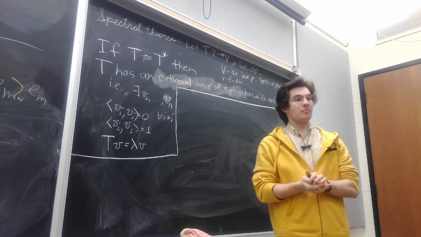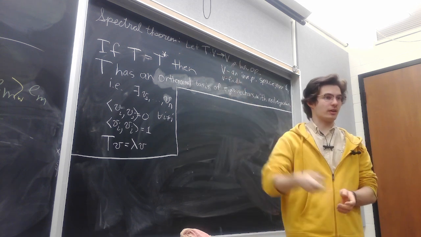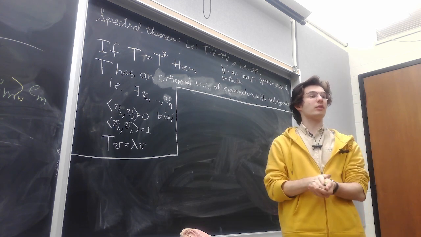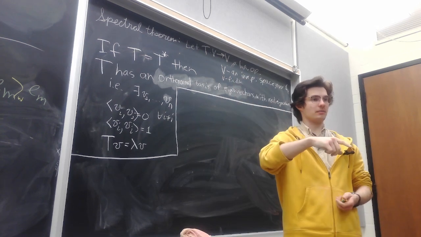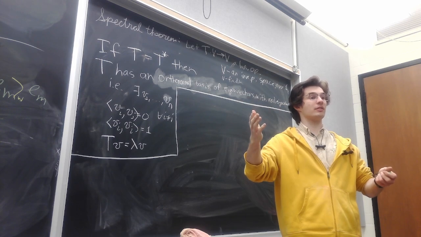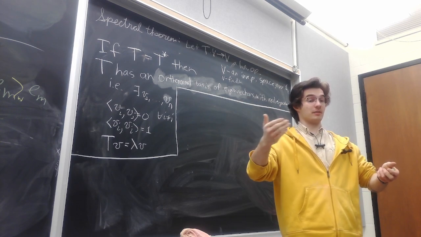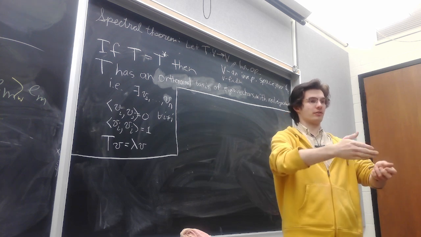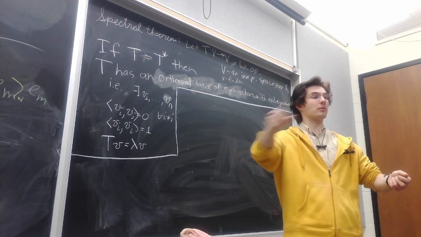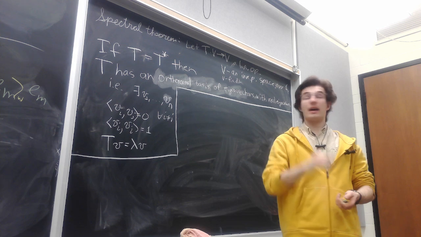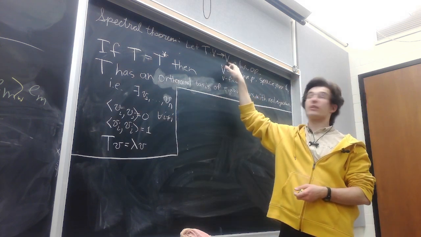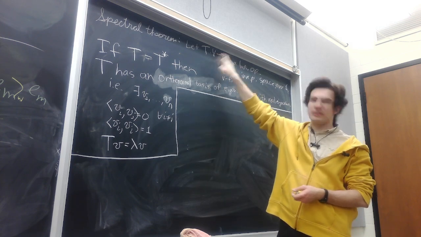Why? Before, when we were talking about T star, we had T going from some V to some other W, and T star was going back from that W to V, right? So before it didn't make sense to say that T is equal to T star, because they were linear maps going from one vector space to a different vector space. One was going from V to W, the other from W to V. However, this one's going from V to V. So T star is going backwards, but from V to V.